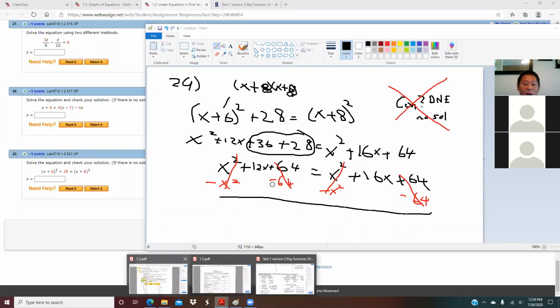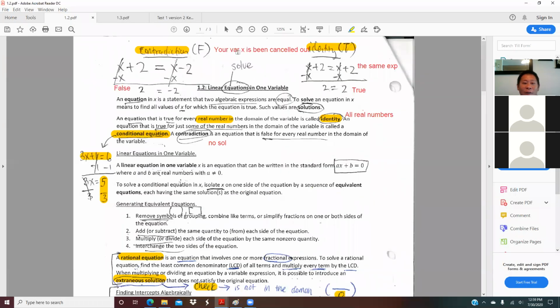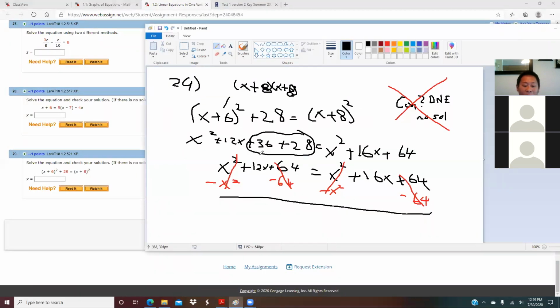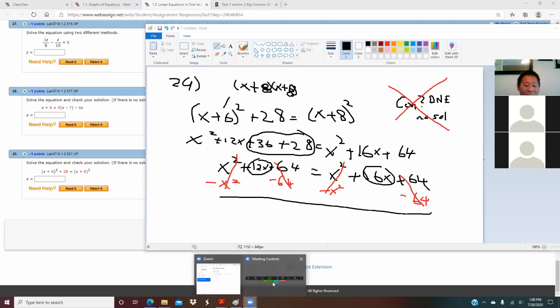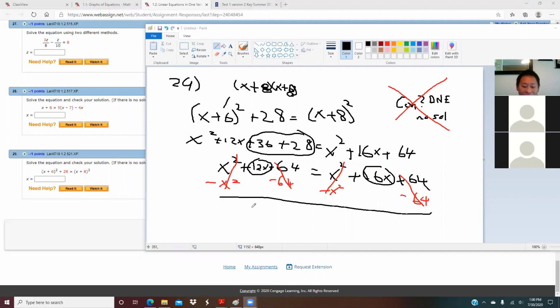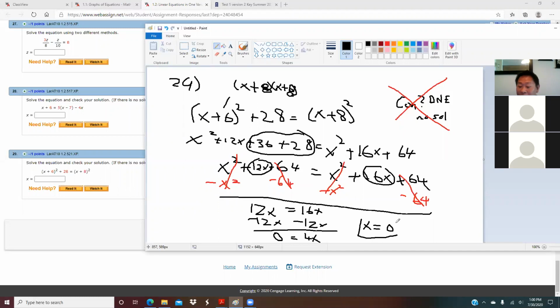Why is this not a contradiction or no solution? Again, back to my basics. What did I tell you about contradiction? No solution? Your variable x has been canceled out, right? But if you look at this equation that we have here, does our x cancel out here? No, our x does not cancel out. So if your x is not canceled out, it means it is not a contradiction. So what you have here is 12x equals 16x. Your x is still there. It's not canceled out yet. And then when you subtract 12x, because I take the smallest one, you will get 0 equals 4x. So your answer in this case is 0. The same thing as what you guys did earlier, not a contradiction.